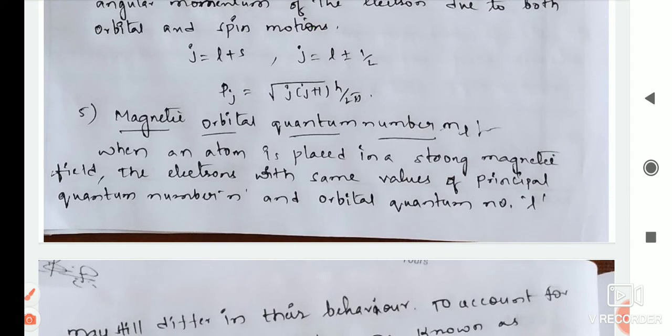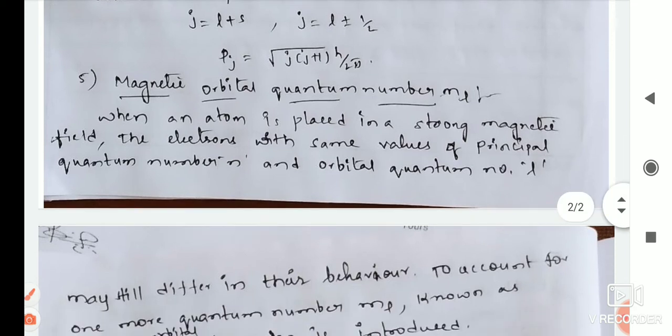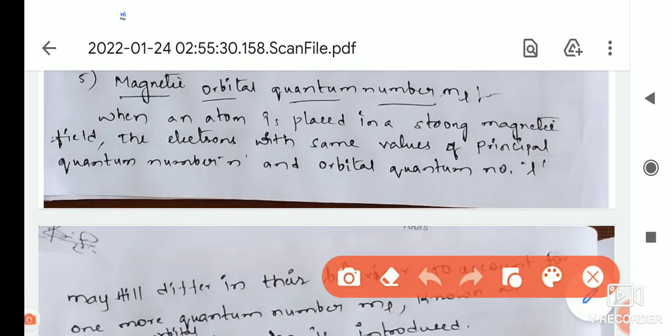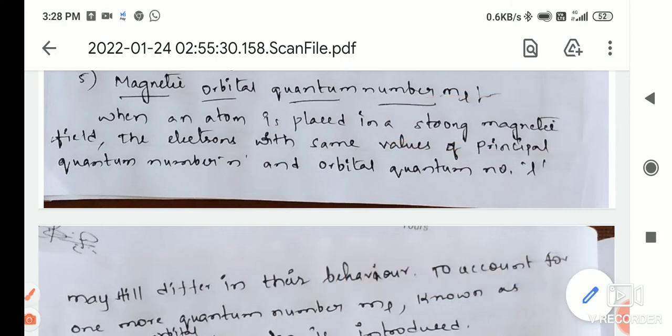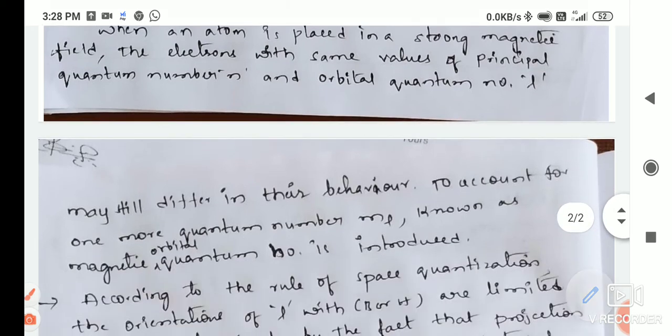This magnetic orbital quantum number ML arises when the atom is placed in a strong magnetic field. Due to that, the electrons with the same values of n and the orbital number L may still differ in their behavior. To account for that, one more quantum number is needed, that is ML, known as the magnetic orbital quantum number.